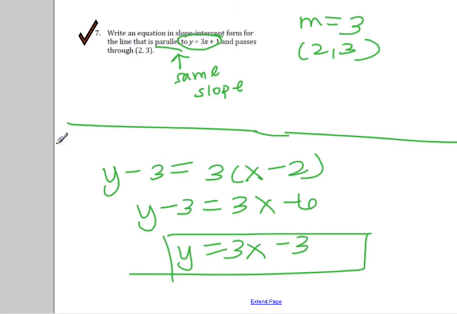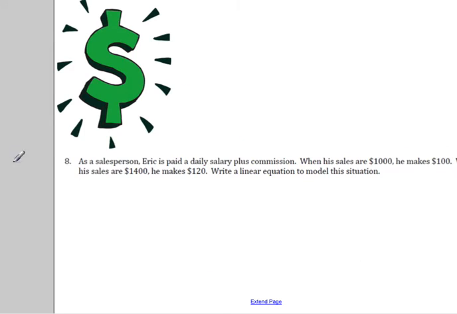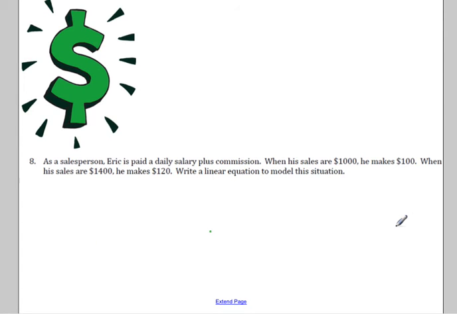All right, we have one last question on this set of notes. Number 8, a salesperson, Eric, is paid a daily salary plus commission. When his sales are $1,000, he makes $100. When his sales are $1,400, he makes $120. Write a linear equation to model this situation. Okay, so his sales decide what his commission is. So I really have 2 ordered pairs.